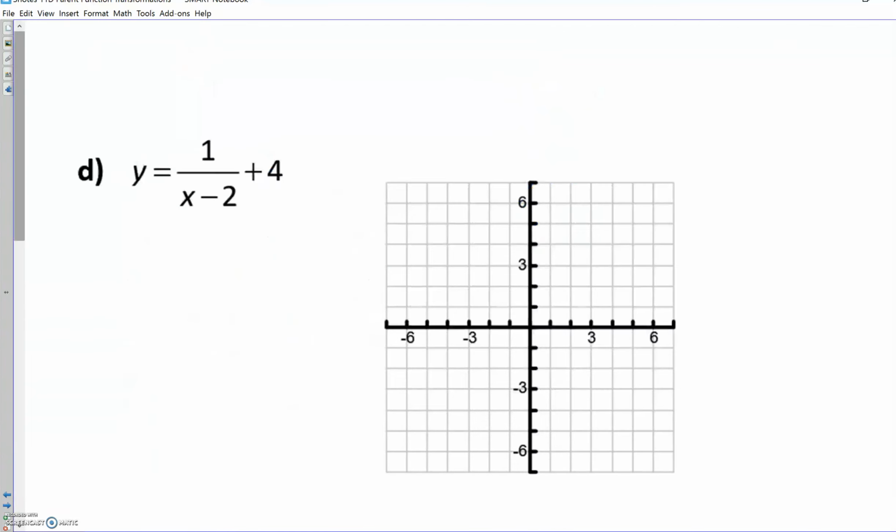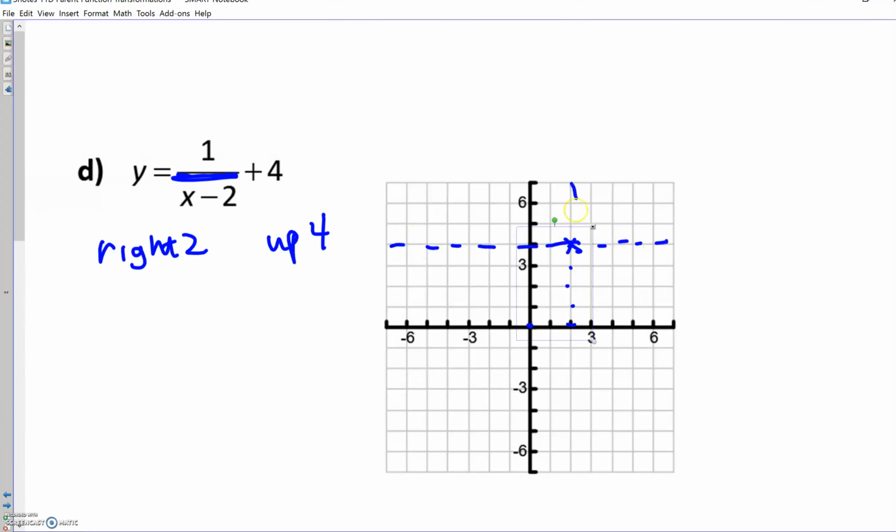All right, so then D, let's see if we have one. This time, here's my fraction bar, and you see the -2 is grouped with the x there. So I'm going to go right 2, and then out alone over here is the 4, so it's going to go up 4. So start with my intersection here, go right 2, up 1, 2, 3, 4. Make an X. Draw your asymptotes in.